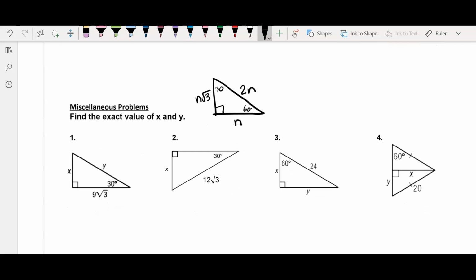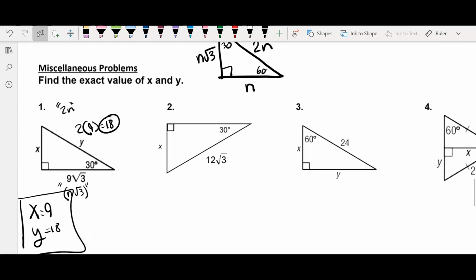So taking a look here, across from our 30 is our n, quote unquote. Okay, so here this is supposed to be n root 3. So taking a look here, the n is going to be the 9, right? Because that's the number out front. So x will equal 9. And then here we're going to have to do 2 times n, or 2 times the box, whatever you prefer to think about it as, times 9, and we'll get 18. So y equals 18.